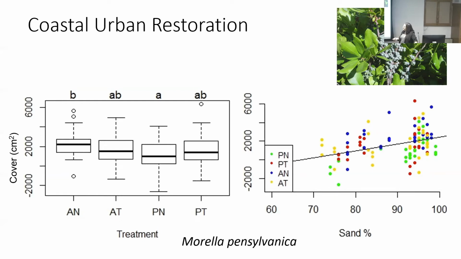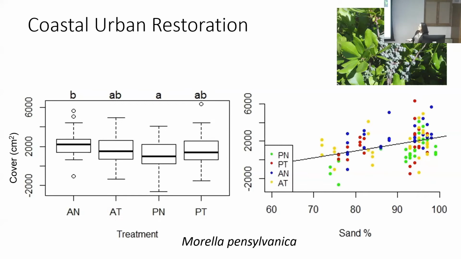Over time, we're following growth and reproduction of different species. This is bayberry, Morella pennsylvanica. In general, not surprisingly, many species are responding in particular to the sand content of the soil. So Morella does pretty well the more sand there is. It's found on dunes, right behind the primary dunes. So it loves sand, but some of our other species did terrible in the sand, even though they are part of the community of maritime shrublands.